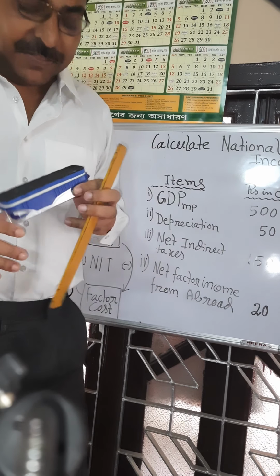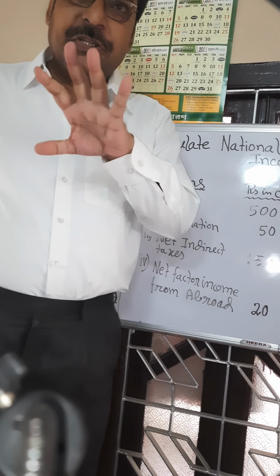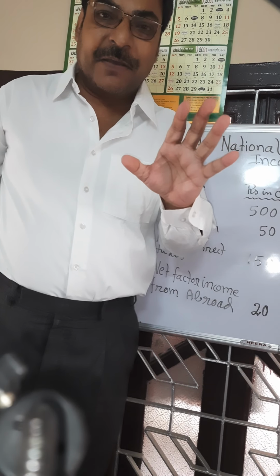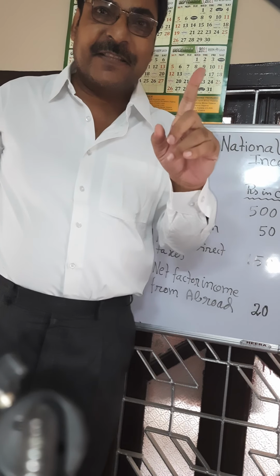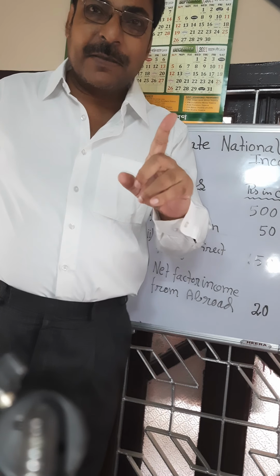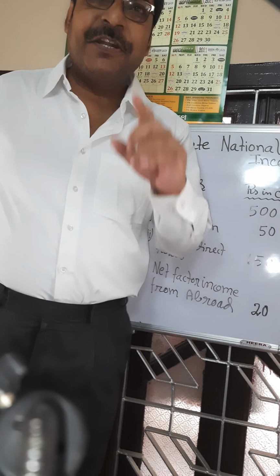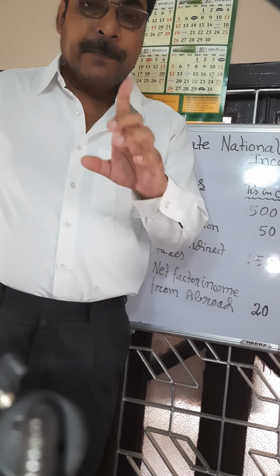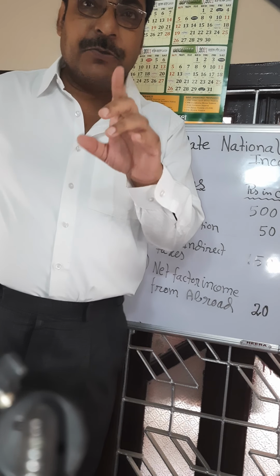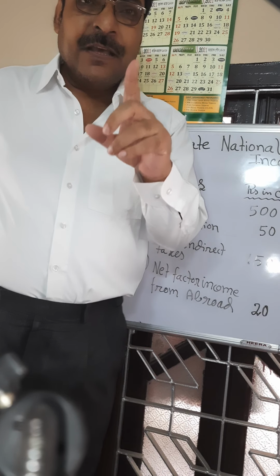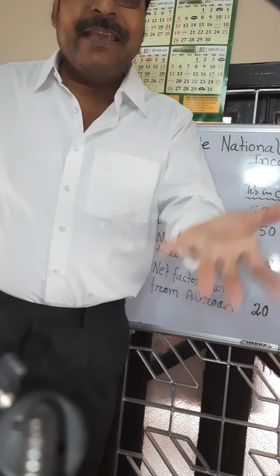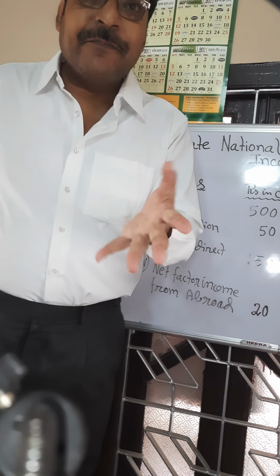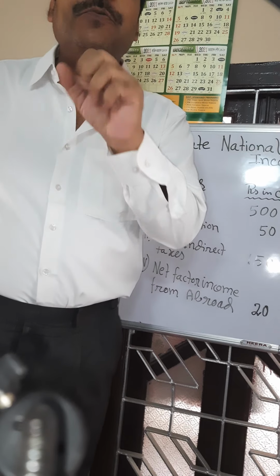In our last class, we discussed different aggregates of national income accounting. 8 aggregates are there. We defined those aggregates. Today, we have to learn how we can estimate any aggregate if another aggregate is given to us.